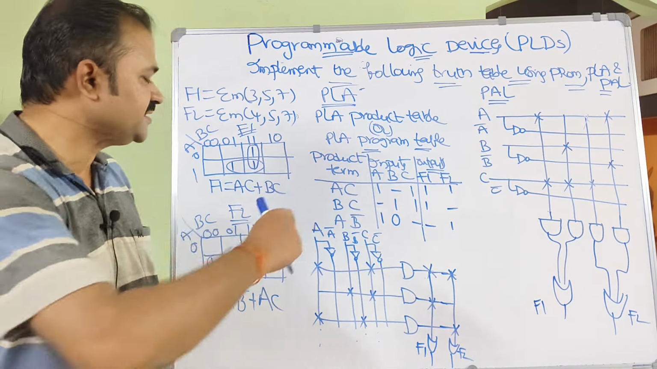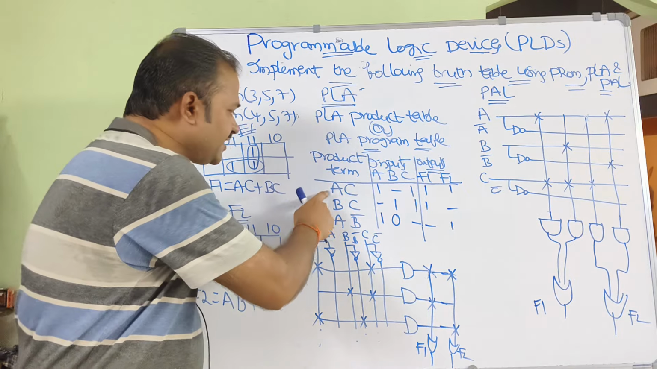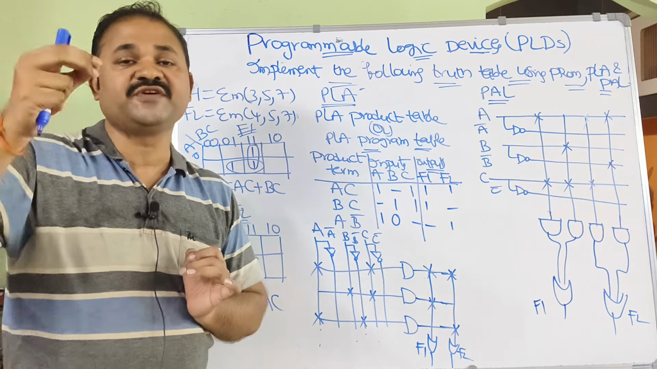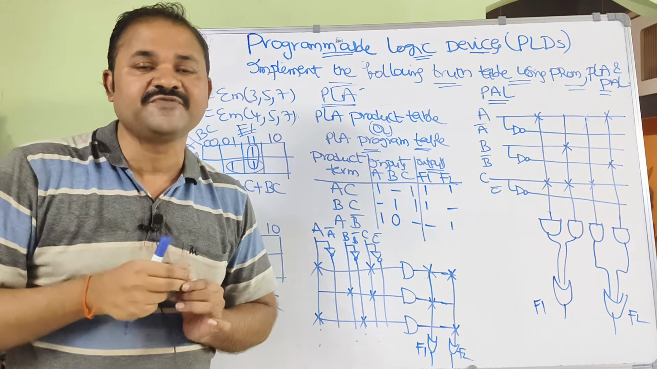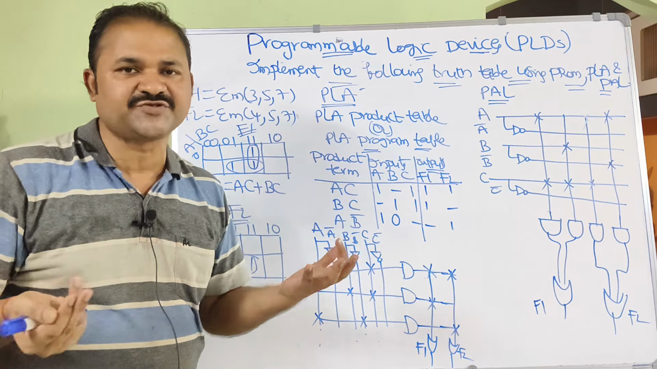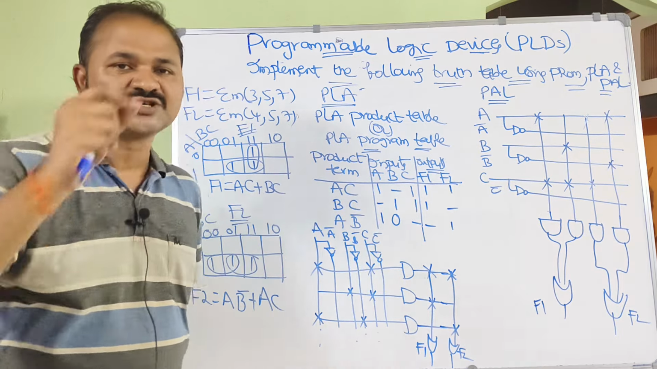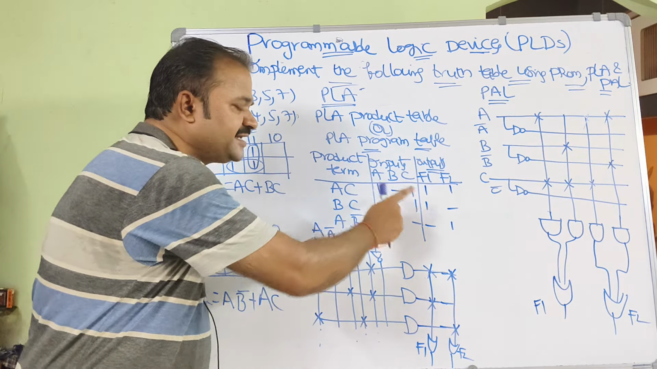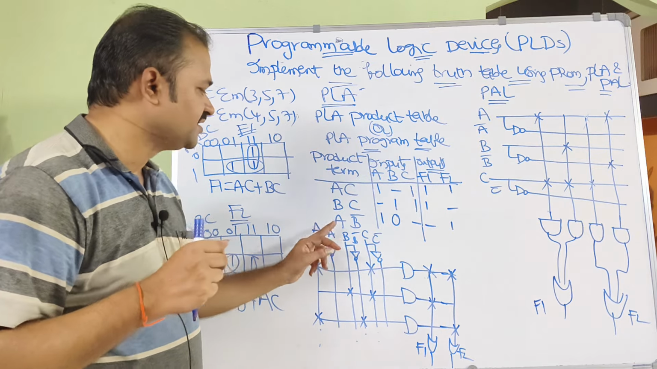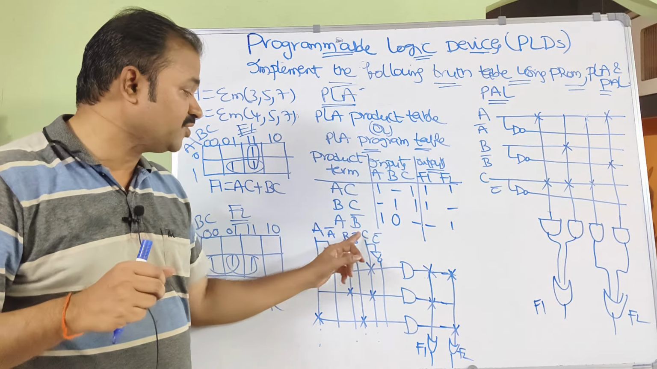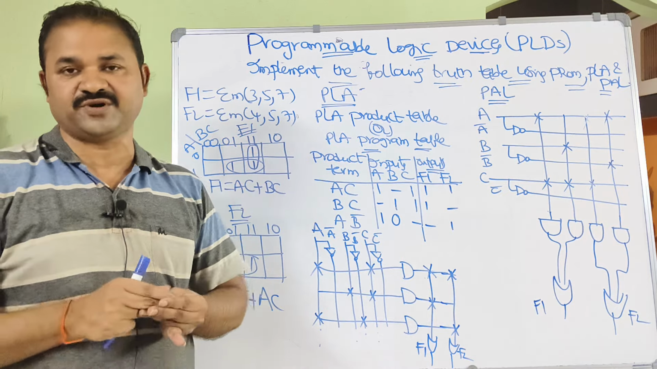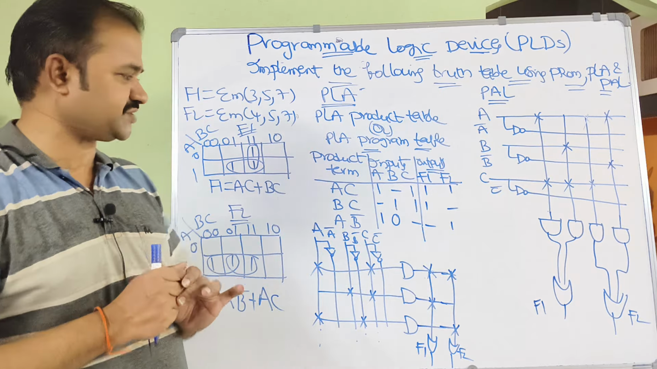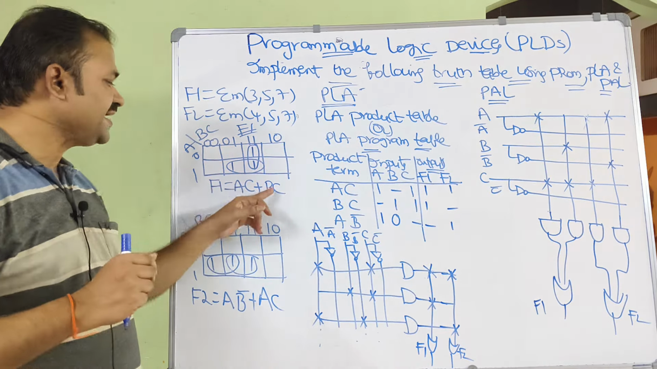Here the inputs are ABC. If you observe the min term AC, here A and C are appearing. We know about sum of products: actual variable means 1, whereas complemented variable means 0. AC means both are actual variables. A is appearing, C is appearing, so we have to put 1. B is not appearing, so dash. Next one, BC. B is appearing, C is appearing, so we have to put 1, dash. Next, AB bar. A is an actual variable, whereas B bar is a complemented variable. Here we are using sum of products, so we have to write 0. Whereas C is missing, so put dash. Next, F1, F2. What is F1? AC plus BC.